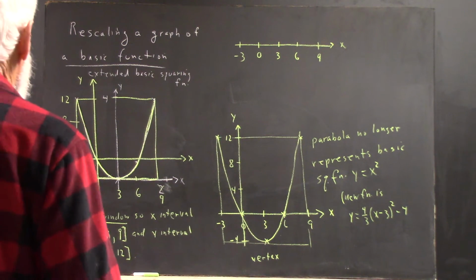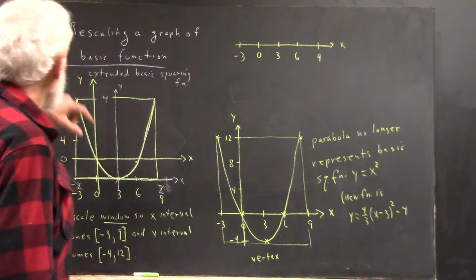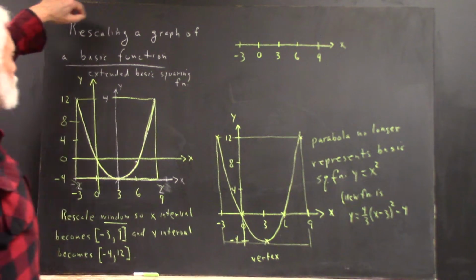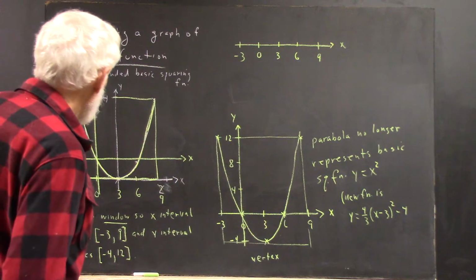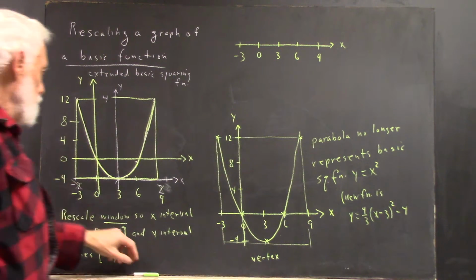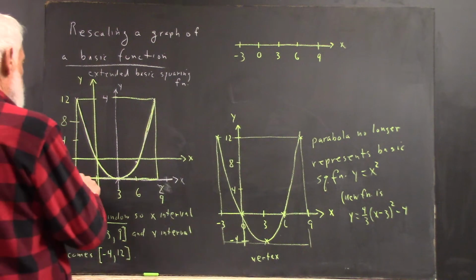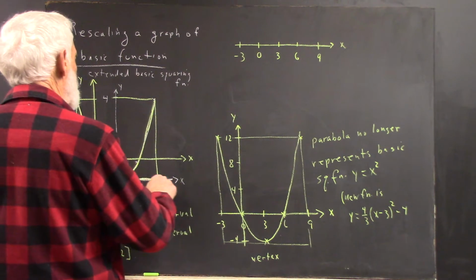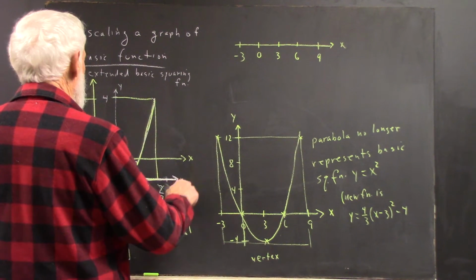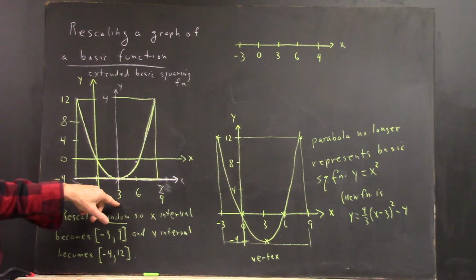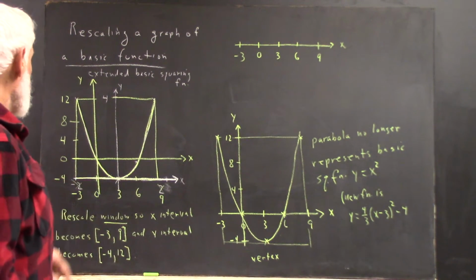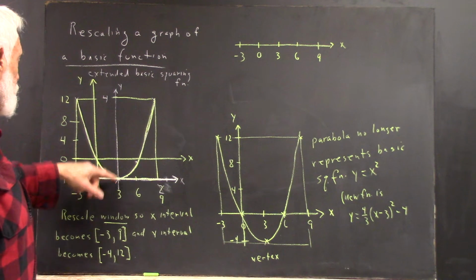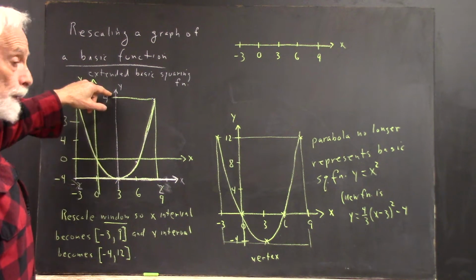Okay, quick summary of the previous video. We're rescaling a graph of a basic function, just to illustrate the process of rescaling. We started off with a set of white coordinate axes, the x-axis and the y-axis. The x-axis went from -2 to 2, and those have been crossed out. And the y-axis goes up from 0 to 4.